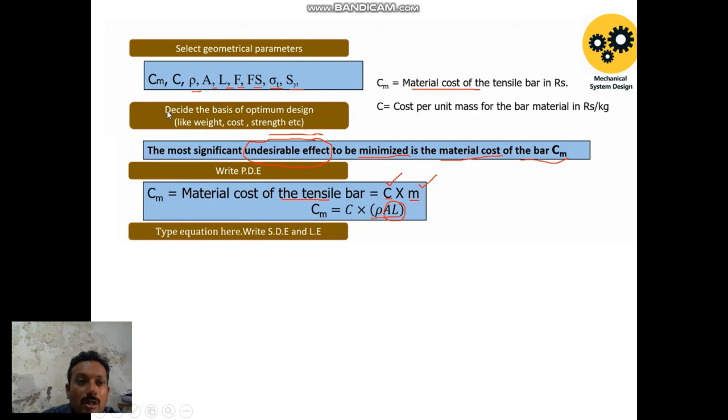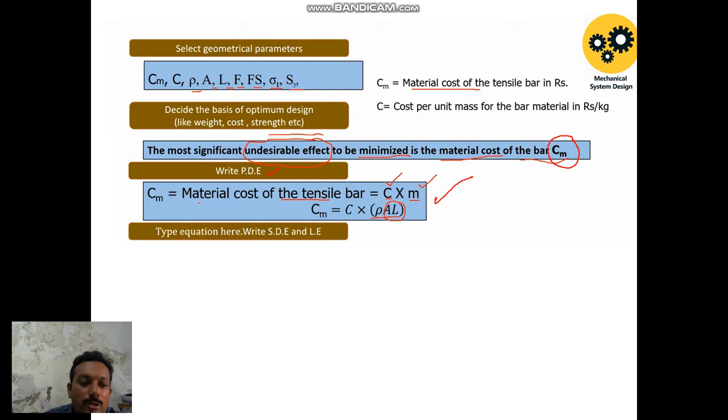Here we need to decide the optimum design, like weight, cost and strength. The cost we need to reduce, so we need to select the minimum cost. The most significant undesirable effect to be minimized is the material cost of the bar, that is Cm. So we need to minimize Cm. How can we minimize Cm? For that we need to write the equation for Cm, which is the first PDE.